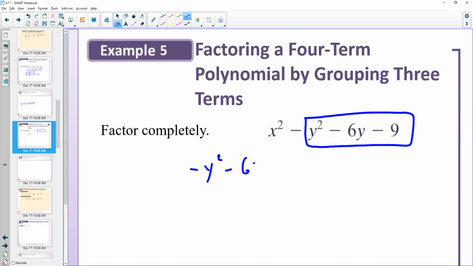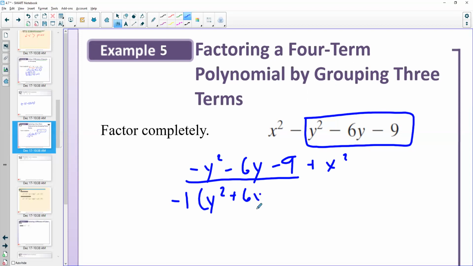Y squared minus 6y minus 9 plus x squared. The x squared is like the odd man out here, right? So I'm just going to ignore him for a second. I'm going to factor a negative out of this first set, these 3 terms. I'm just going to pretend x squared isn't there. So I'm going to pull out this negative, okay? I'm going to take out negative 1. That's going to make this y squared plus 6y plus 9 plus x squared. The parentheses have to go at the back of the 9 because that negative 1 has to redistribute there. Now I'm just going to factor what's inside here.